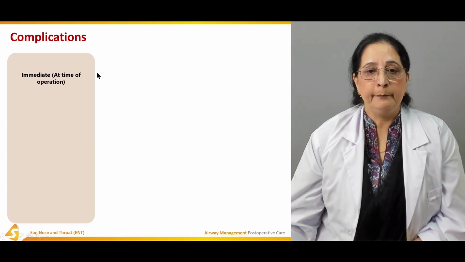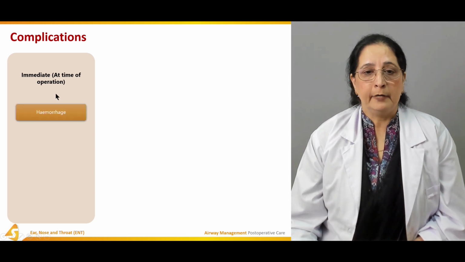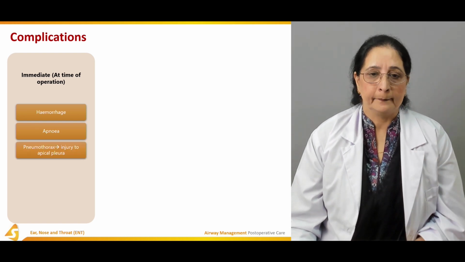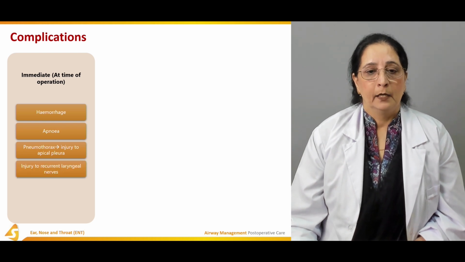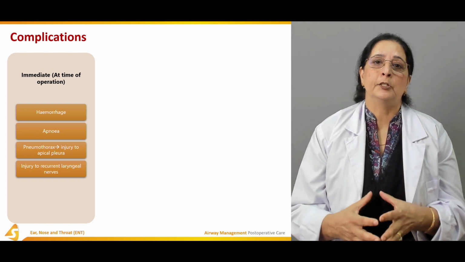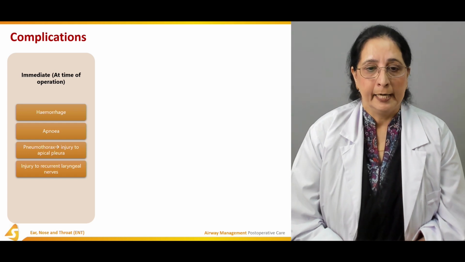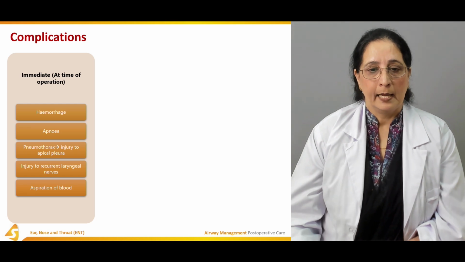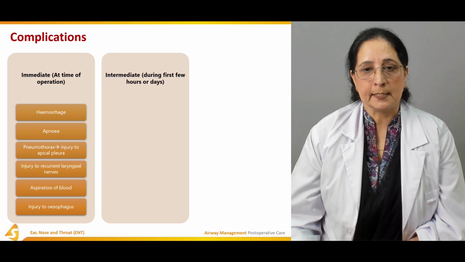If their functions are fine, we can remove the tube. Complications. Immediate complications at the time of operation: hemorrhage can occur, apnea, no breathing, pneumothorax, injury to the pleura. Pneumothorax is air in the thorax that can occur as a result of injury to the pleura, which is the covering of the lungs. Injury to the recurrent laryngeal nerve, aspiration of blood, injury to the esophagus.